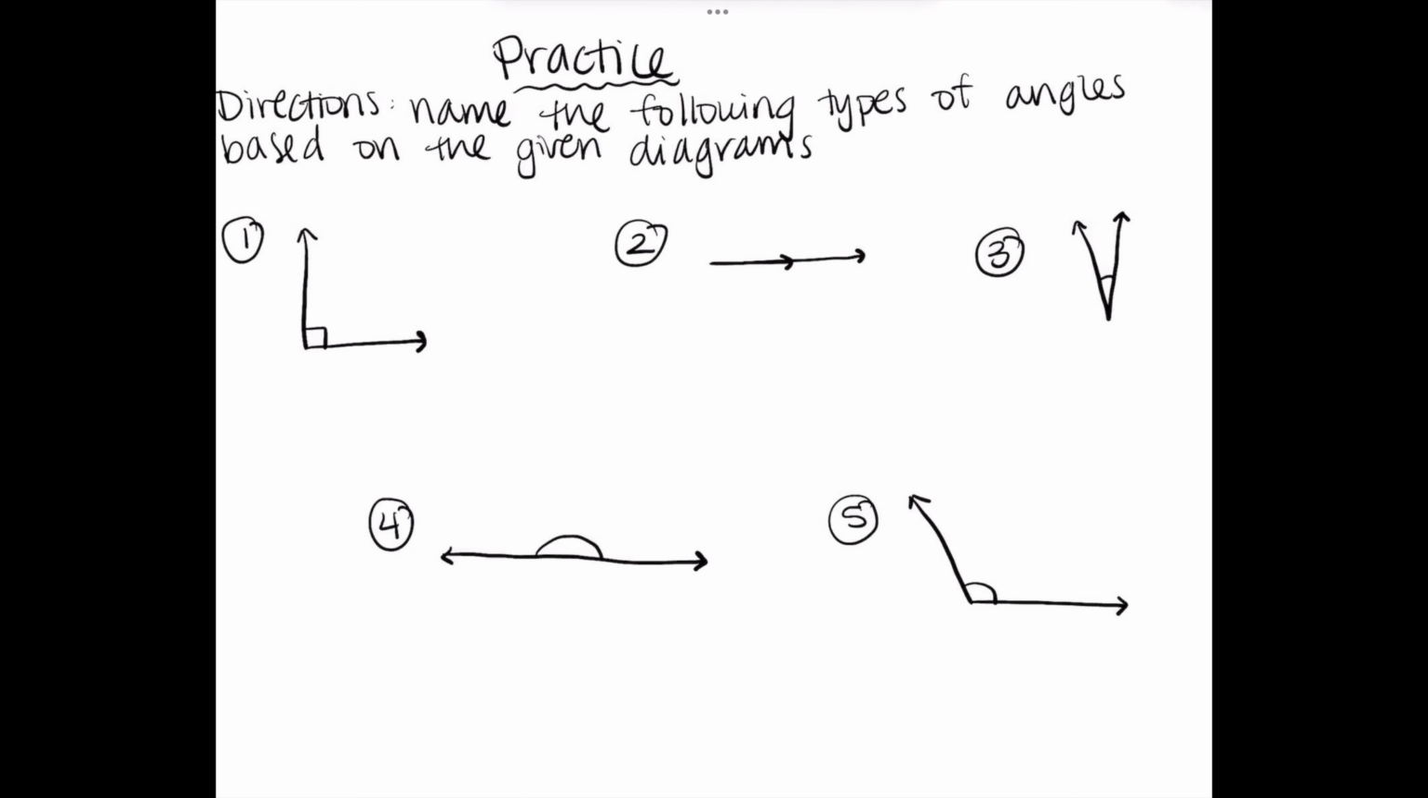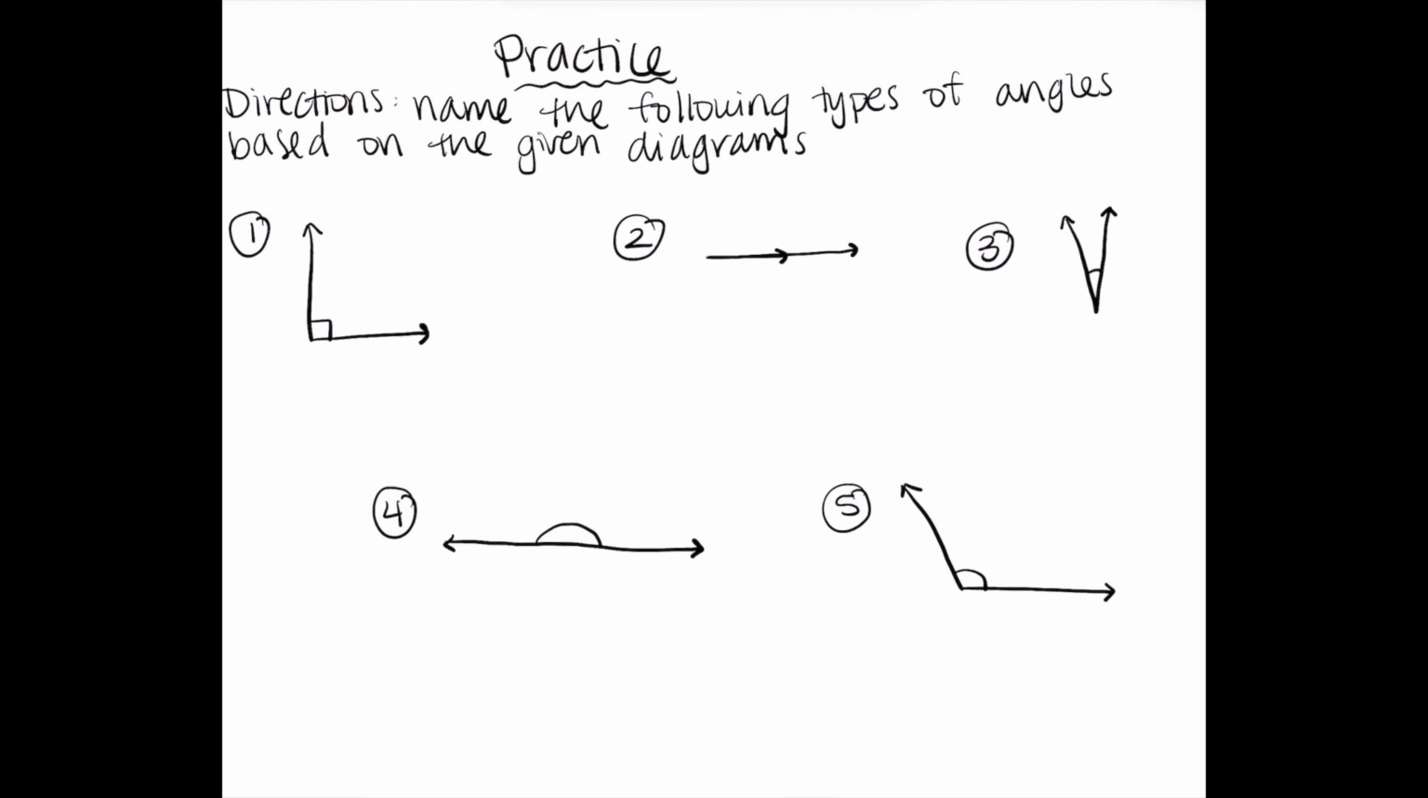All right, you guys, now that we've gone through 5 types of angles in geometry, let's get into our practice section. So our practice section, the directions say to name the following types of angles based on the given diagrams. So if we look at number one, well, that one is a right angle, right? Because that angle measures exactly 90 degrees, so we can label number 1 as a right angle.